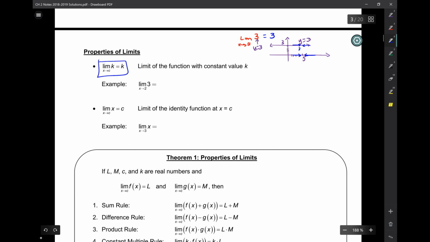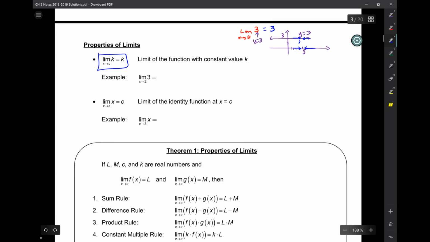So here is that one, right? So look at that example. The limit as x approaches 2 of 3 would be what? 3.